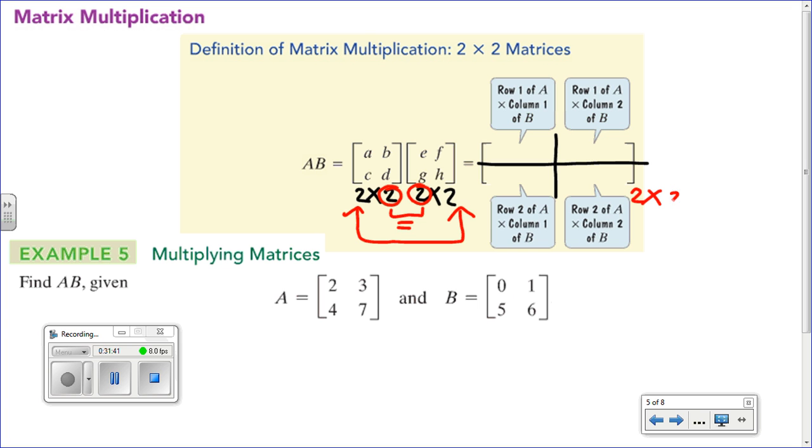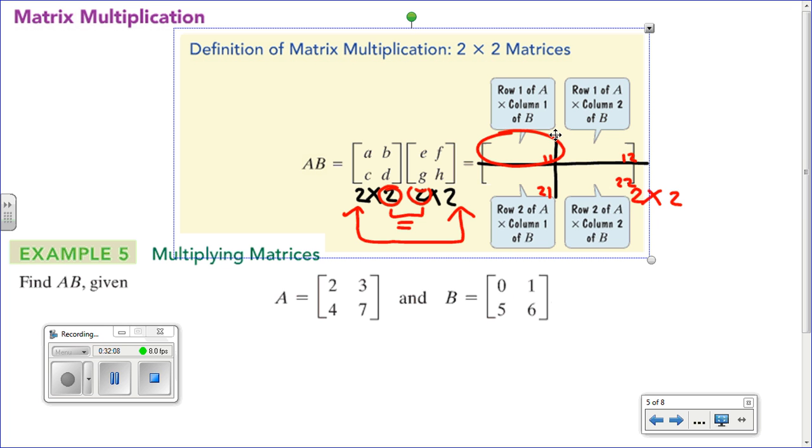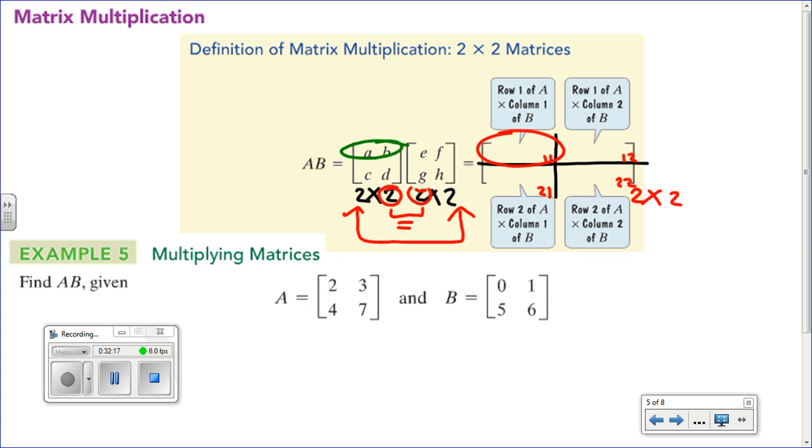So this is going to be a 2 by 2. For example, here, this is first row, first column. First row, second column. Second row, first column. Second row, second column. When you multiply, this one here is going to come from first row, first column, so that's going to be A times E plus B times G. Then for this one here, we're going to take the first row, second column. So that's going to be A times F plus B times H.